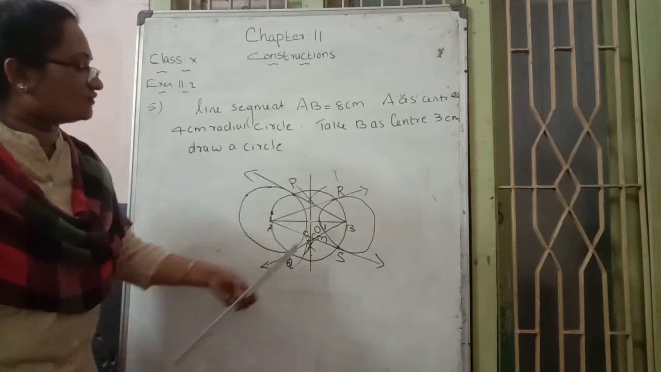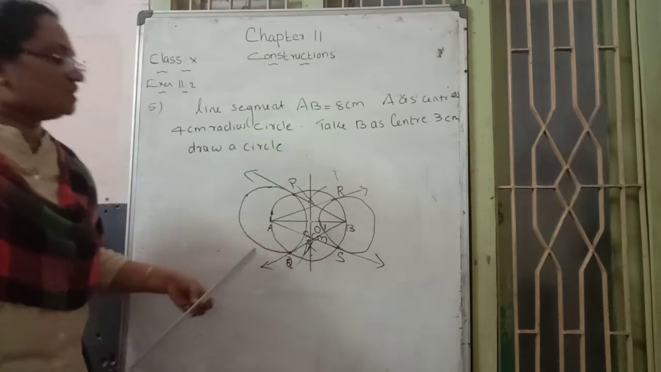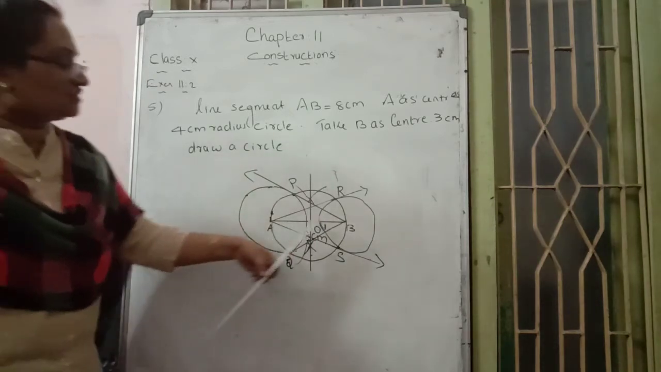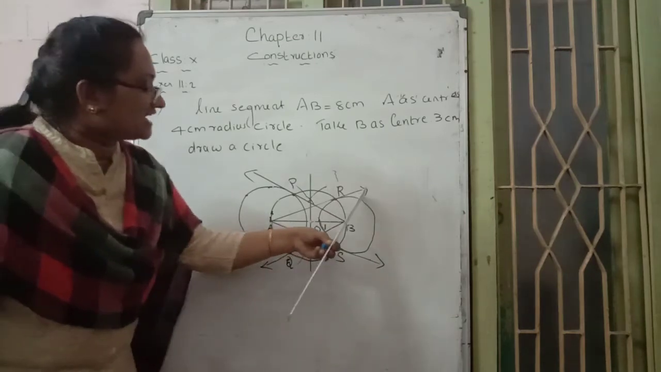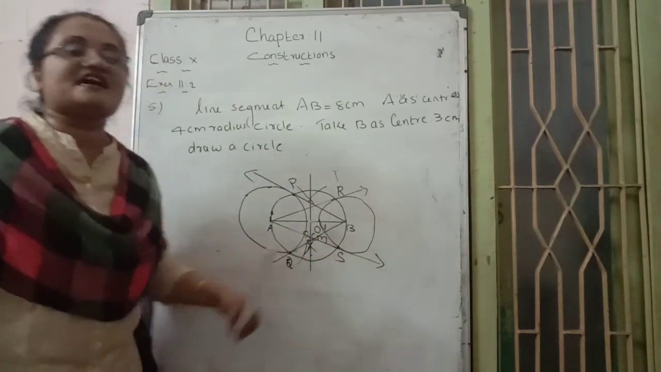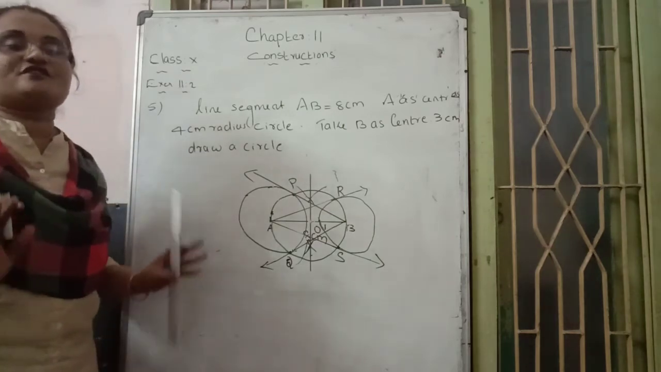So with respect to the 4 centimeter circle, which are the tangents? BP and BQ are the 2 tangents. With respect to the 3 centimeter circle, which are the tangents? AR and AS are the tangents. I hope you can understand. This is the construction for the tangents.